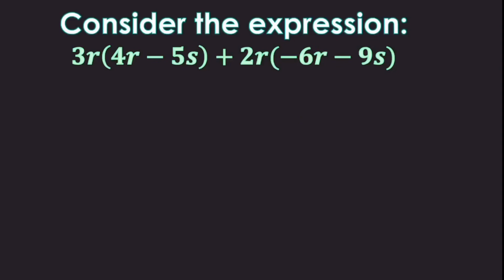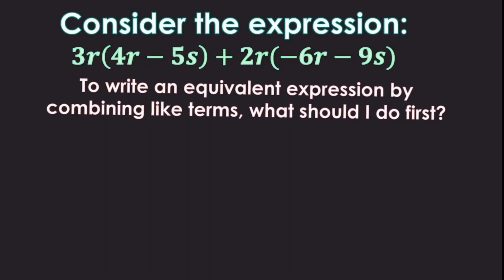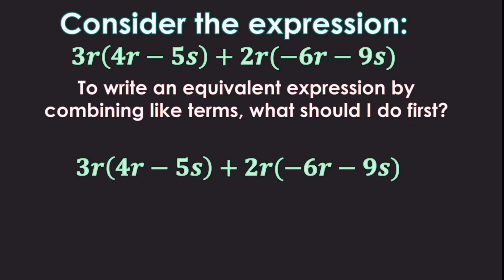But what about this expression? It's an expression, there's no equal sign. If I wanted to write something equivalent, meaning equals, it means the same thing, by combining like terms, that's how I'm going to do this. What do I need to do first? Because there's something I have to do before I can do that. Does anyone know? I'm hoping you said to take these 2 and distribute. When you see parentheses and a number right next to it, it means we're going to distribute.